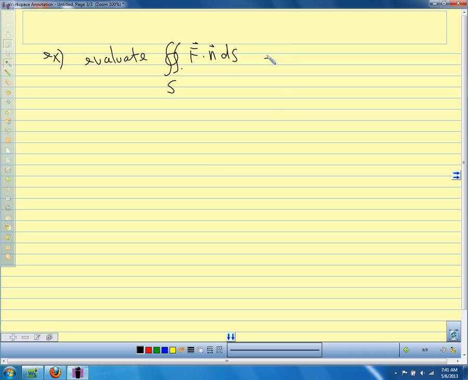The other way that you'll see this problem stated is we want to find the outward flux of F through S. So that's the other way the problem could be stated. So we want to find the outward flux of F, and we want to use the divergence theorem.